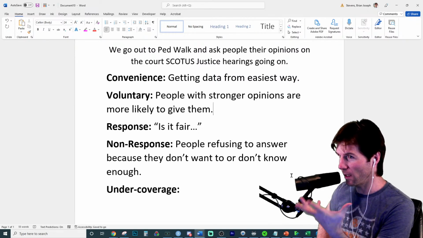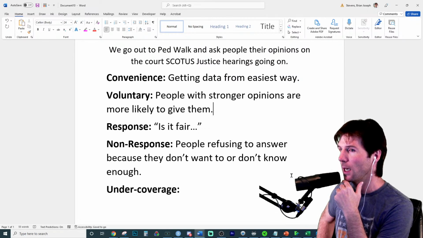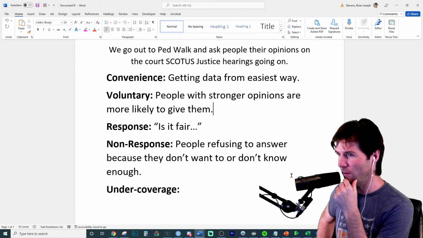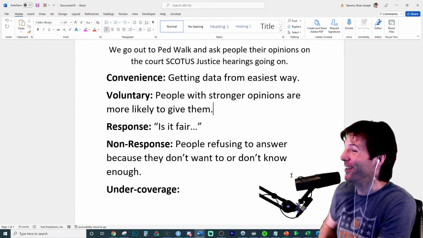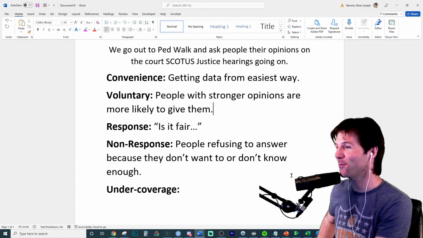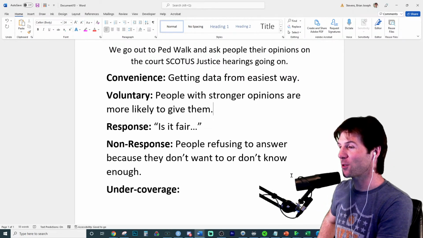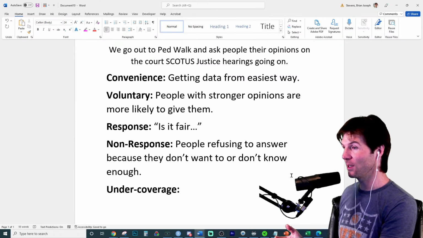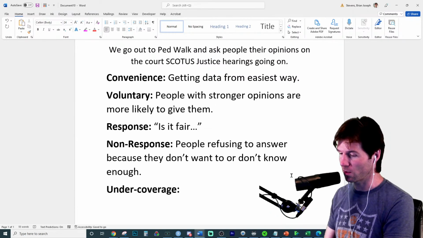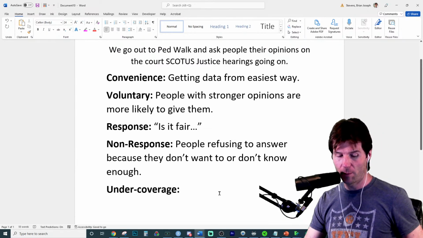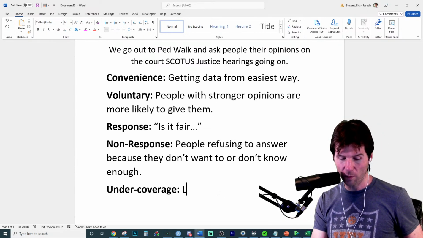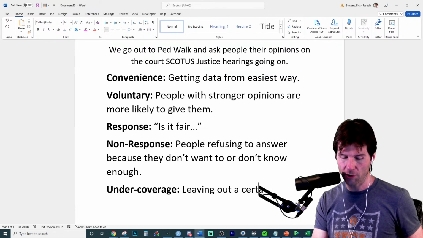Voluntary bias, you're talking to the loudest people, the people with the strongest opinions. That's not a good representative view. Response bias is when you're basically twisting someone to be like, is it fair? And they're like, it's not fair. They're like, really? Good, you agree with me. Non-response bias is when those who give their opinions differ from those who refuse to give their opinions, or vice versa. But undercoverage bias would be leaving out a certain group.